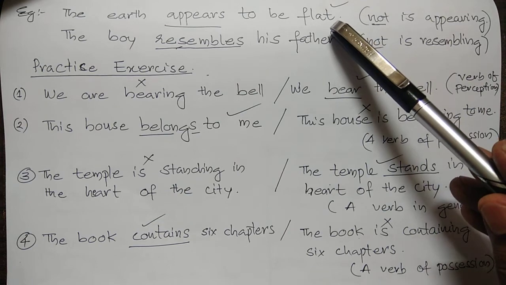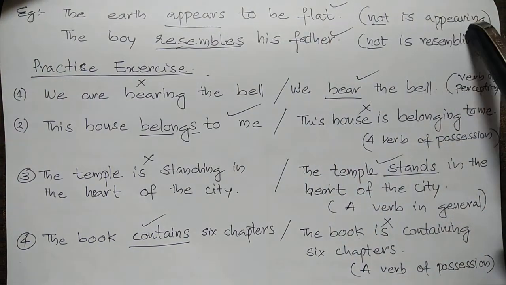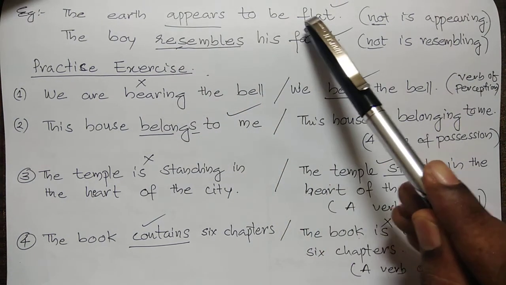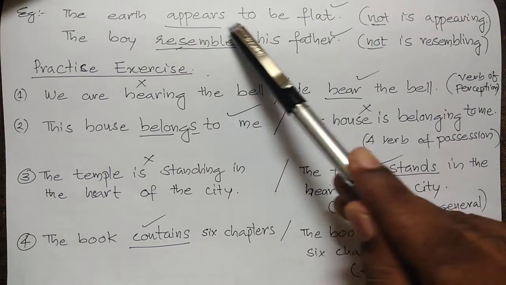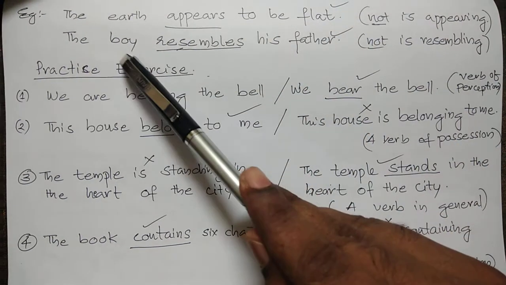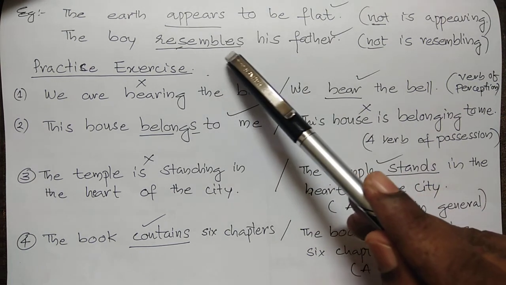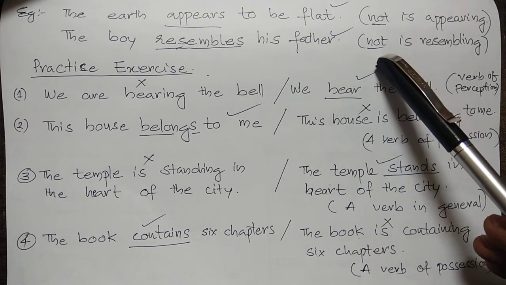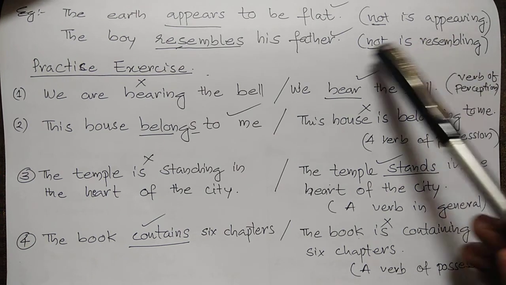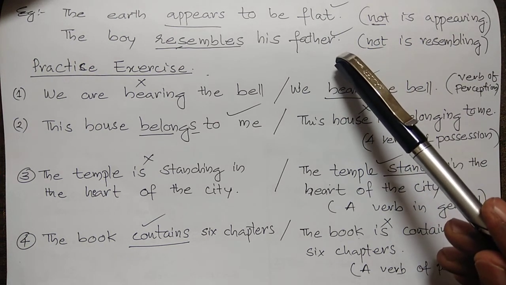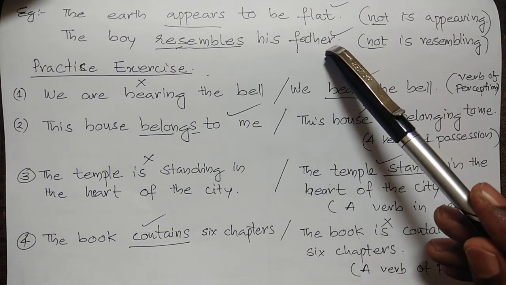That is right. Appears is in simple present. We cannot use is appearing. The earth is appearing to be flat is wrong. We need to say the earth appears to be flat. Again, the boy resembles his father. Resembles is in simple present. We cannot use is resembling. The boy is resembling his father. That is wrong. We have to say the boy resembles his father.